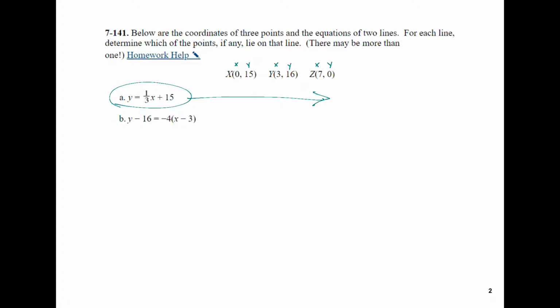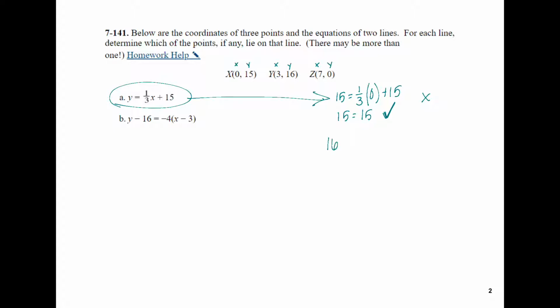So if we start with letter A and we plug our y-coordinate in for y, our x-coordinate in for x, and solve, 1/3 times 0 is 0, plus 15 is 15. We got a true statement, so we can say that x is an ordered pair for the line y equals 1/3 x plus 15. We then can try the next ordered pair for the point y and see if y is also on that line.